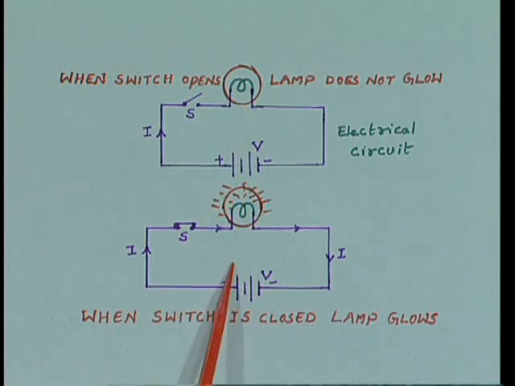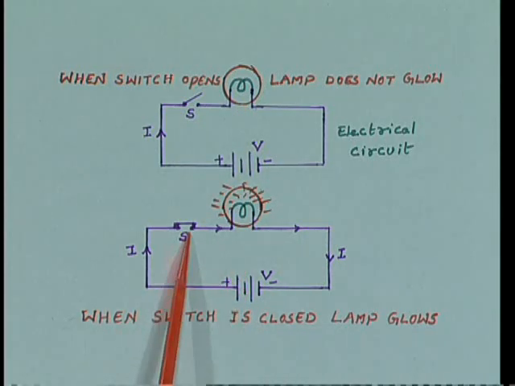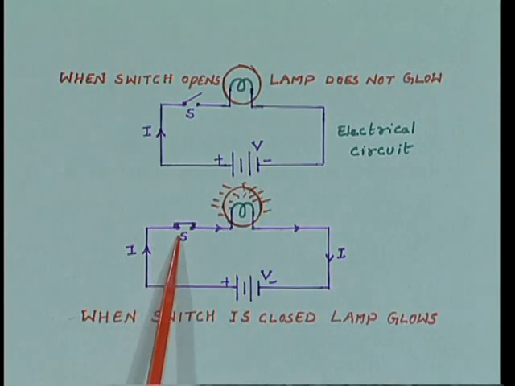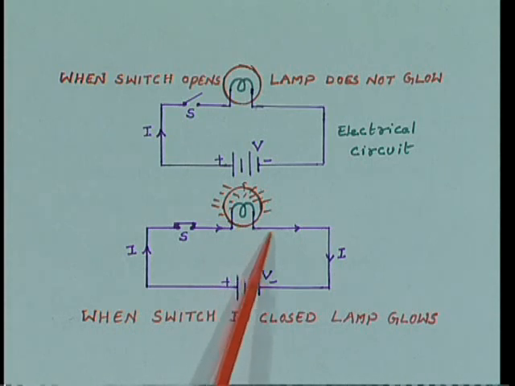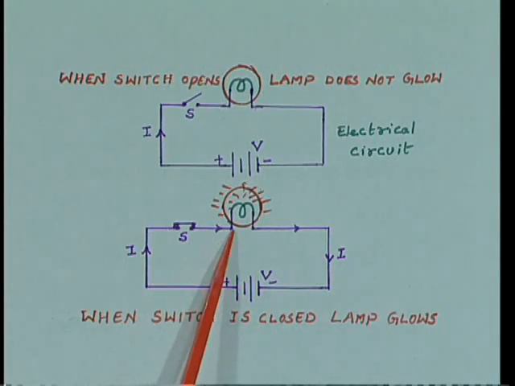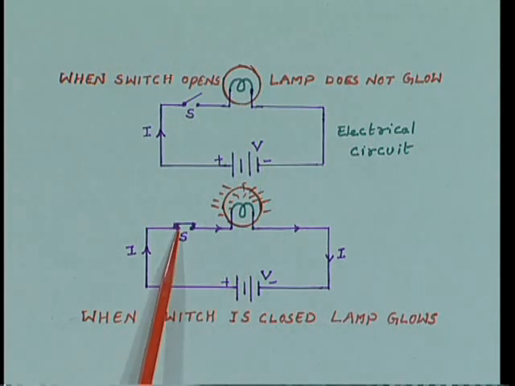You see the next figure. In this figure, the switch is closed. You can see the current is flowing from the switch to the lamp, and from the lamp back to the supply. So now the circuit is closed, hence the lamp glows. With this explanation, we can understand a switch is a device that either makes or breaks an electrical circuit. If the switch is closed, electrical devices work. If the switch is not closed, electrical devices do not function.